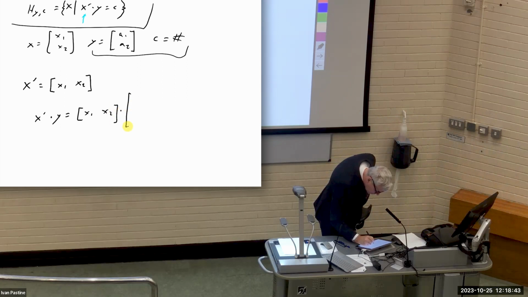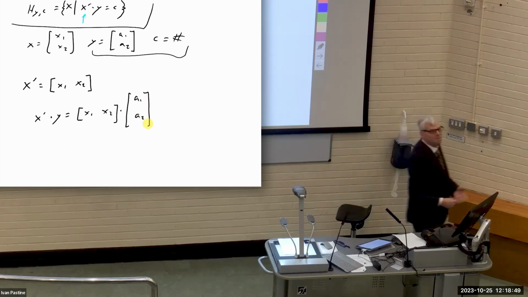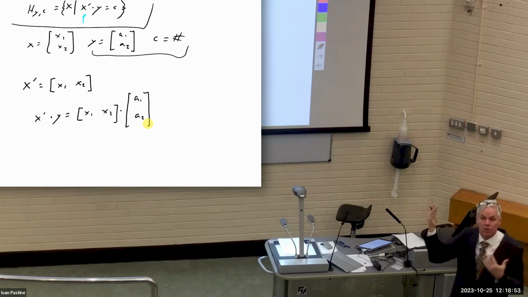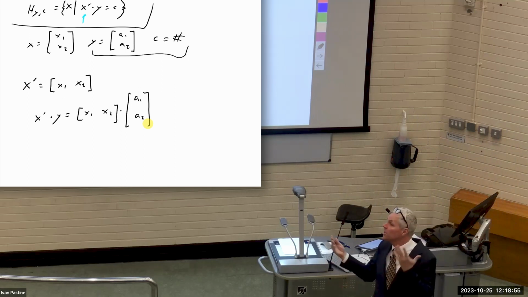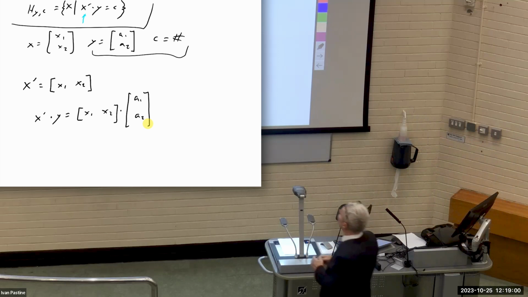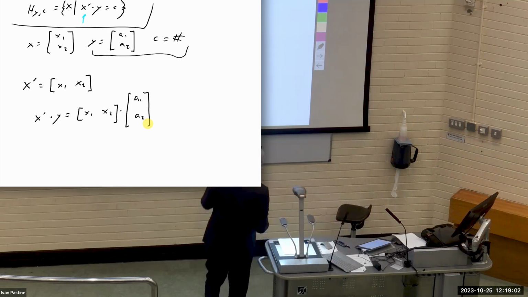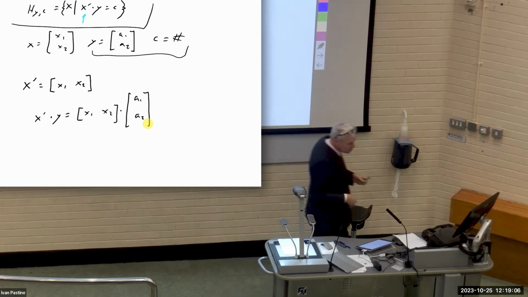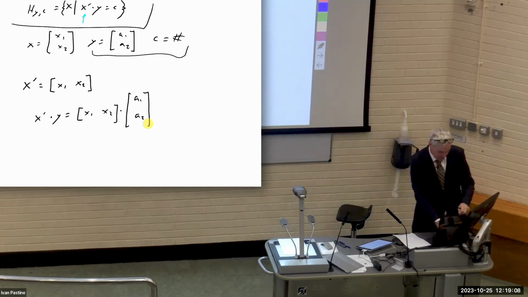times a1, a2. Okay? Says nothing to you, it's just notation. If you've had matrix algebra, it says something to you. It's not particularly difficult, it's just new notation if you haven't had it before. Okay? And when you do this, you can't see it. Oh no, you can't see it. Okay. So confused, so confused. It's going to be one of those days.